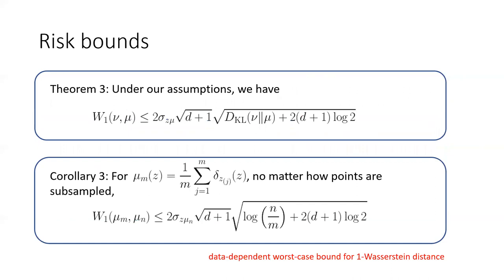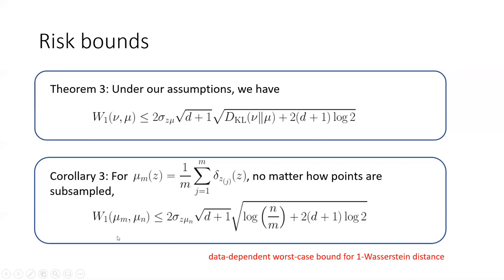Further, we can also have a result that bounds the Wasserstein distance in terms of the KL divergence. By selecting equally weighted endpoints, this term we have seen is just log n divided by m. So we have a bound for the one Wasserstein distance between mu m and mu n in terms of the KL divergence as well as the sub-Gaussian norm of Z. Z here is a vector in a high dimensional Euclidean space, but in a similar way, we can define the sub-Gaussian norm here. Notice that this is the data dependent worst case bound for the one Wasserstein distance.